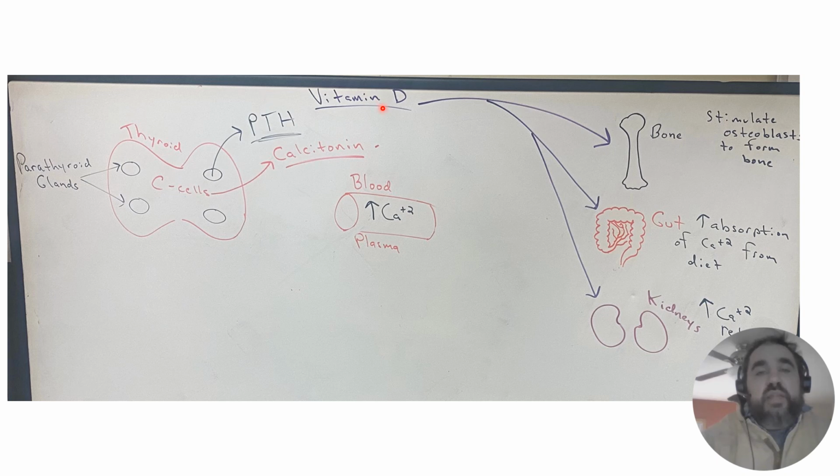Now, vitamin D plays in this whole calcium regulation thing, and vitamin D does act as a hormone. It's that important. So vitamin D cares about bone. PTH and calcitonin don't care about bone. All they care about is blood calcium.